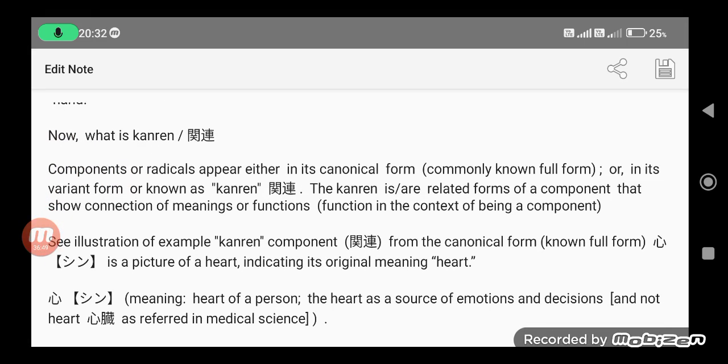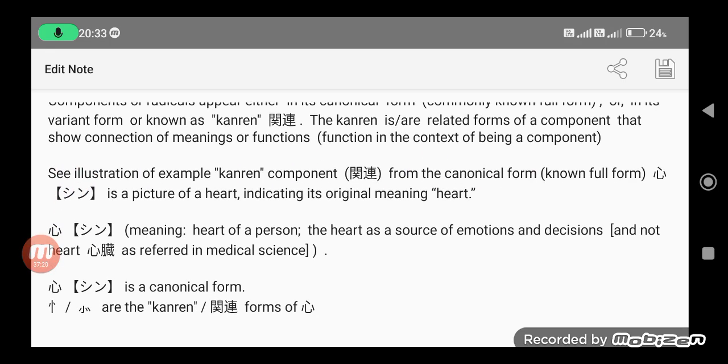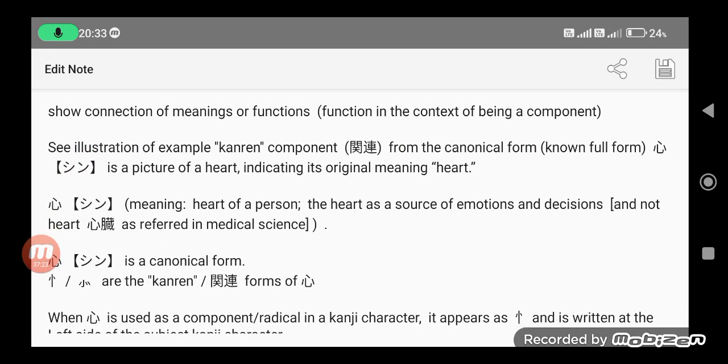Now, what is a kanren? What's a kanren or variant? Components or radicals appear either in their canonical form, or commonly known full form, or in their variant form, known as kanren. The kanren are related forms of a component or radical that show connection of meanings or functions, function in the context of being a component. See the illustration of kanren from the canonical form, the full form.